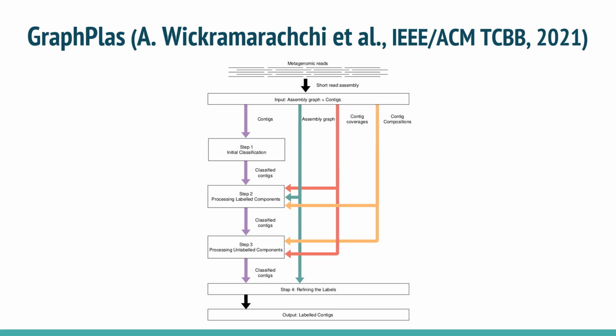GraphPlas tries to improve the trade-off between precision and recall often seen in other plasmid chromosome prediction tools. They generate an assembly graph using the DNA sequences. The high confidence nodes are labeled using an existing tool like PlusFlow or PlusClass. They use a k-nearest neighbor classifier to classify the low confidence nodes into plasmids and chromosomes.